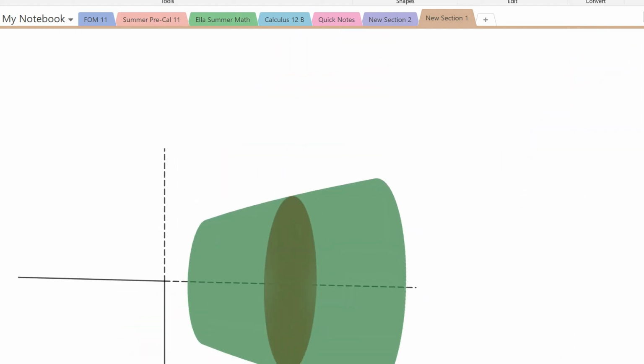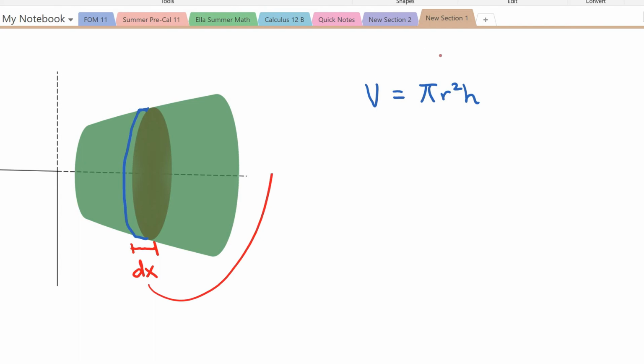Okay, so let's take another view of this object from the front. We've done a few of these now, so you realize that we always start off with volume equals pi r squared h. That's the volume of a cylinder. If I extend this disk here, the height is just this region right here, which is just dx. So we can update our height there. So volume would equal pi times r squared times dx.